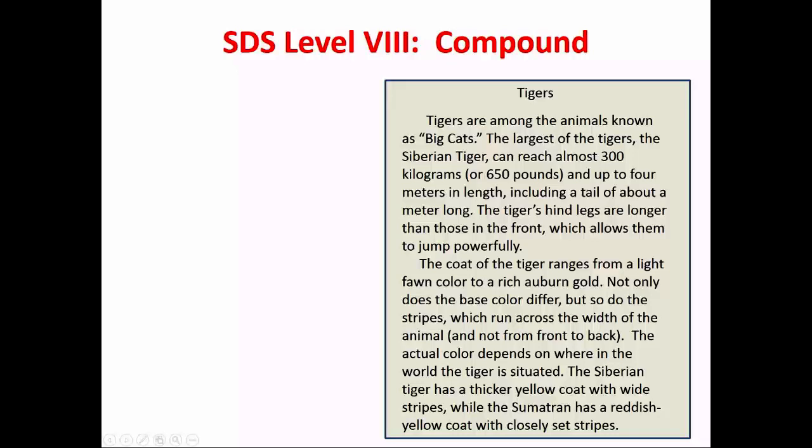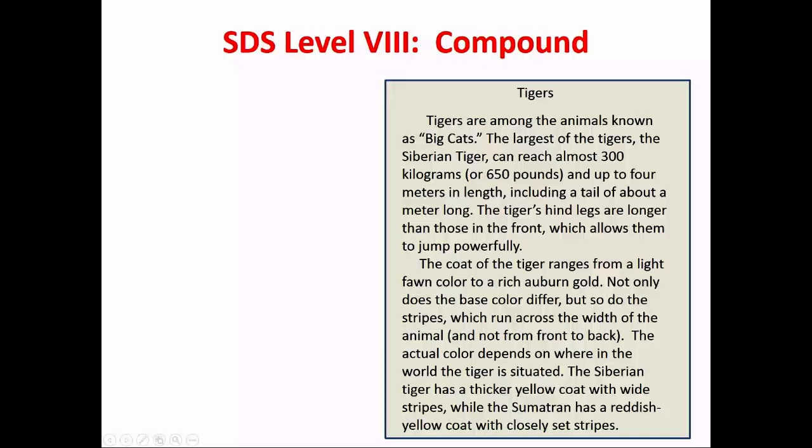Tigers are among the animals known as big cats. The largest of the tigers, the Siberian tiger, can reach almost 300 kilograms or 650 pounds and up to 4 meters in length, including a tail about a meter long. The tiger's hind legs are longer than those of the front, which allows them to jump powerfully. So thinking about this, this one is basically describing the size of the tiger.